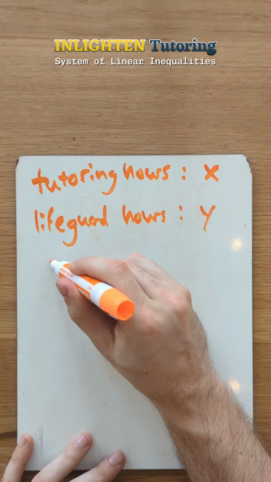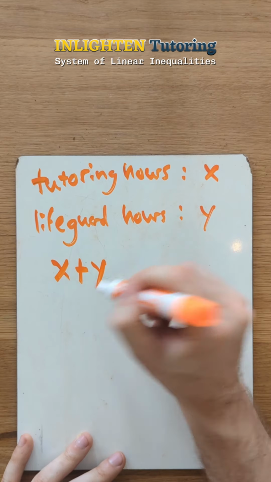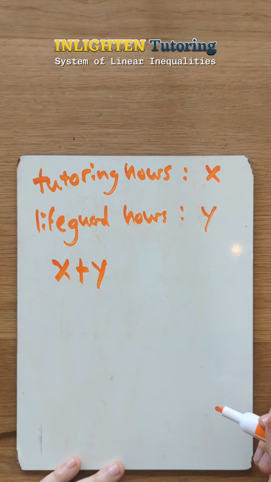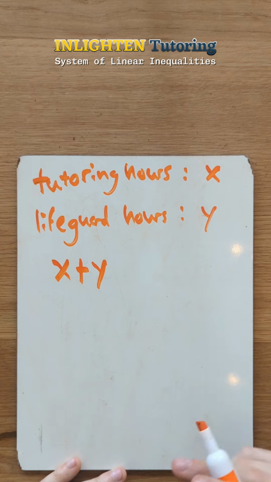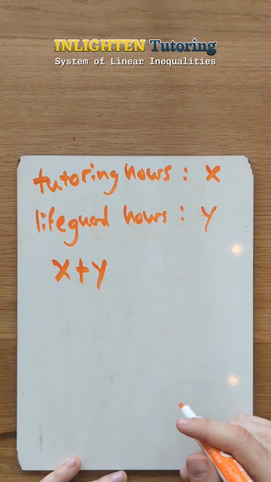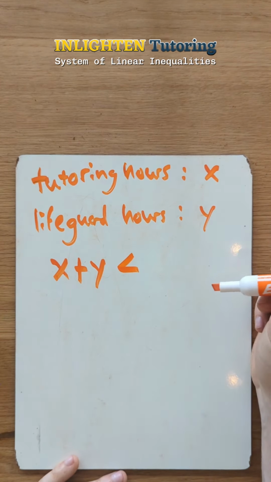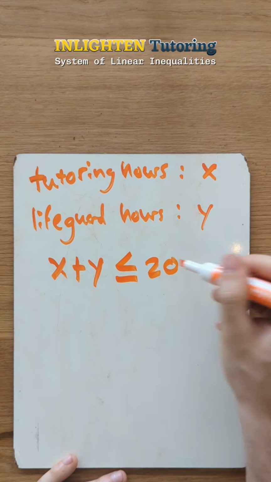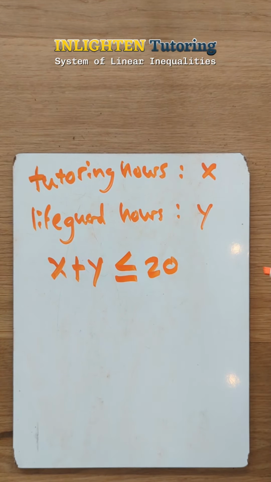So when I say these combined, that literally means x plus y, right? Combining them just means adding them. And it can't be more than 20, which means it must be less than or equal to 20. That's one of my inequalities.